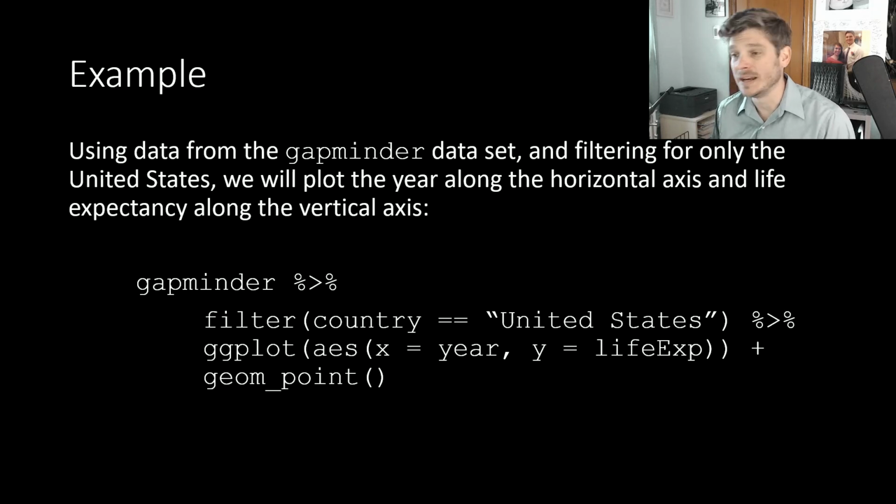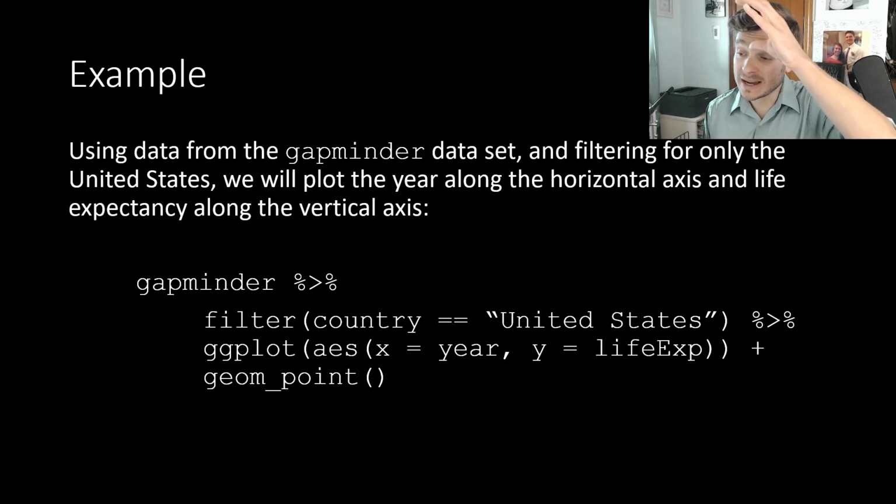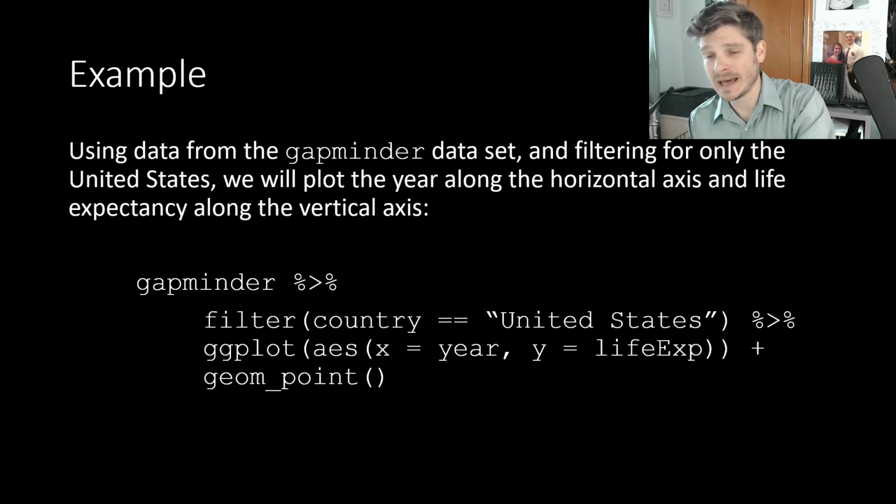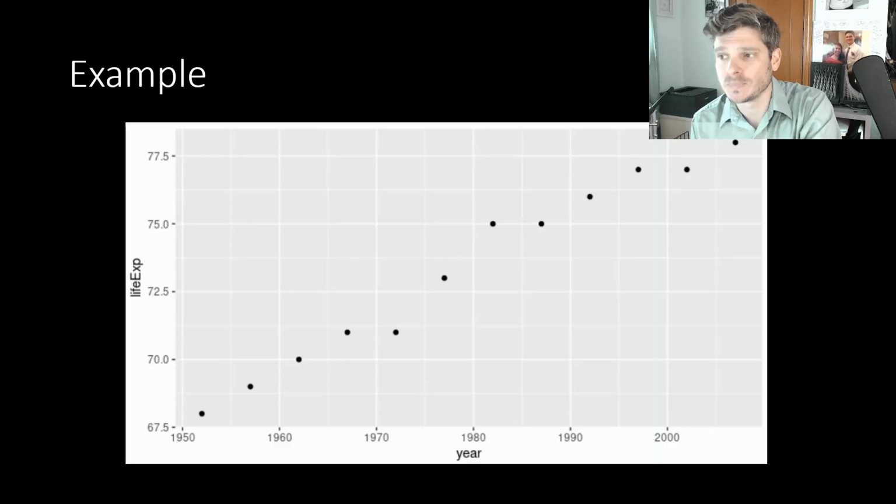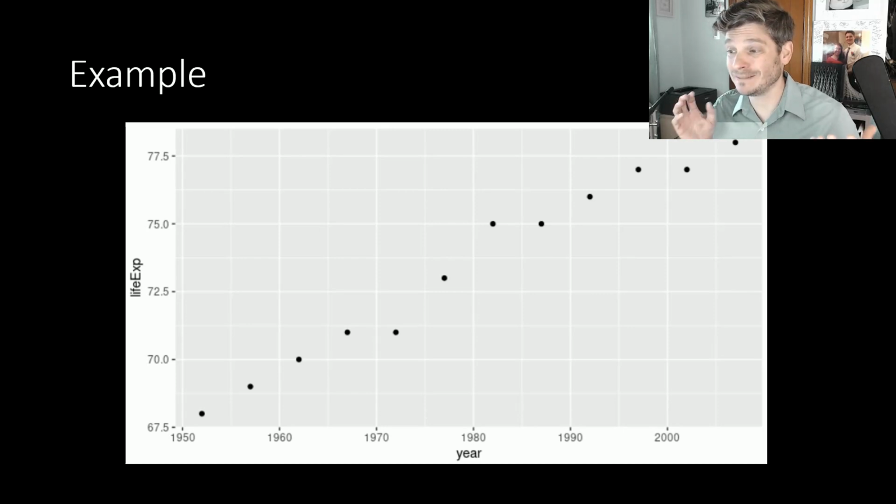So again, here's my code, Gapminder. I'm piping it into, well, first of all, the filter function so that I can filter just for the United States. Then I'll pipe those results into ggplot so I can create my scatter plot, with again, year along the x, life expectancy along the y, and I want a scatter plot, which means I'm adding the layer for a geom point. All right. Here is the data. I take a look, and just by inspecting this visually, yes, it looks like there's definitely a pattern to this data, and it looks like those dots pretty much fall on a straight line.